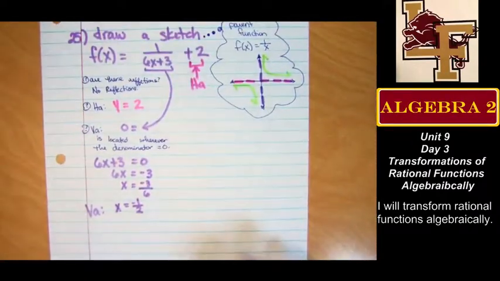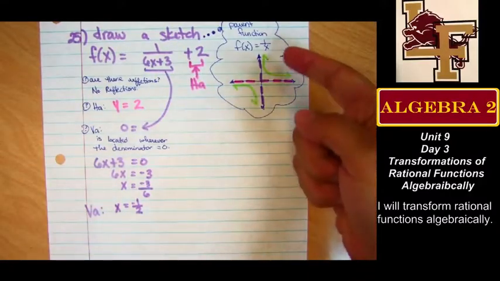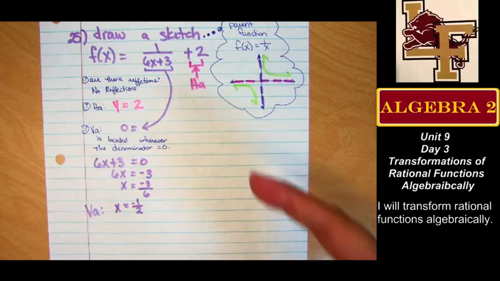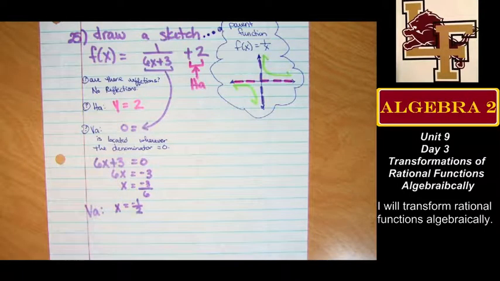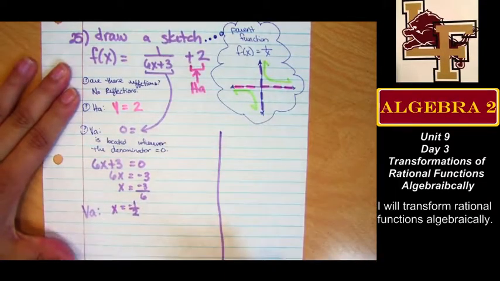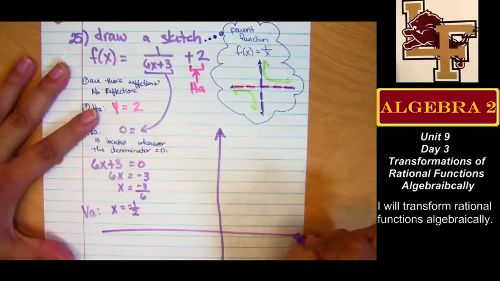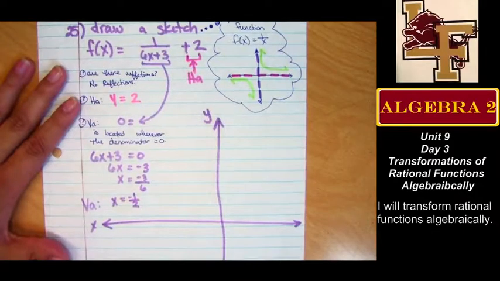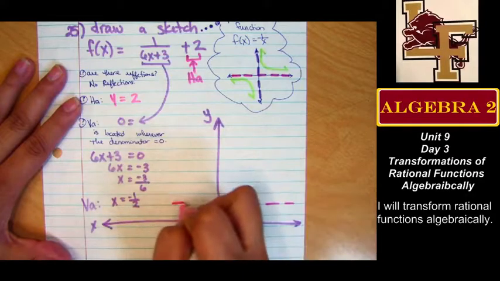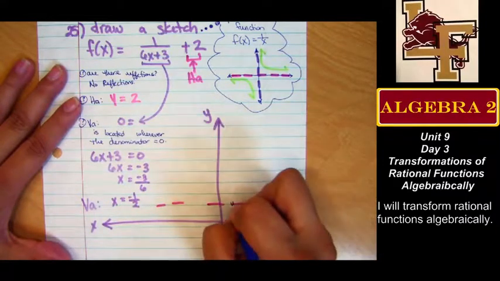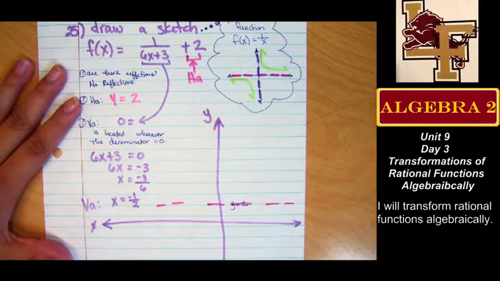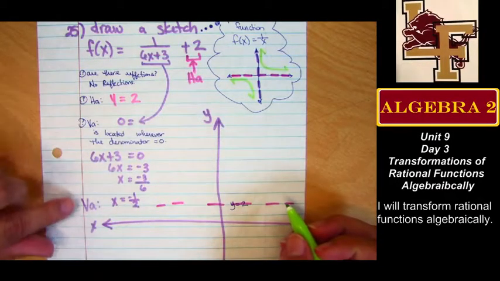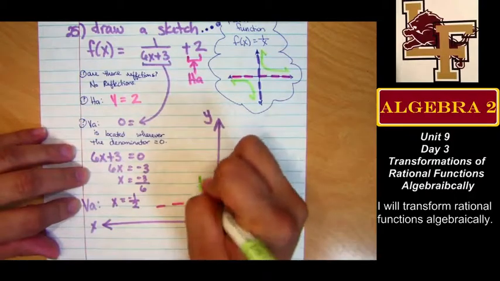We know that there's going to be no reflection, so it's going to be located on the upper right and on the lower left. I know where the vertical asymptote is. I know where the horizontal asymptote is. I can sketch my graph. So I'm going to do it. Draw in some axes. Maybe label them. All right. Horizontal asymptote at y equals 2. That looks like a good spot for y equals 2. I'm going to go ahead and label it. Y equals 2. Vertical asymptote at negative one half. That looks like a good spot for negative one half.